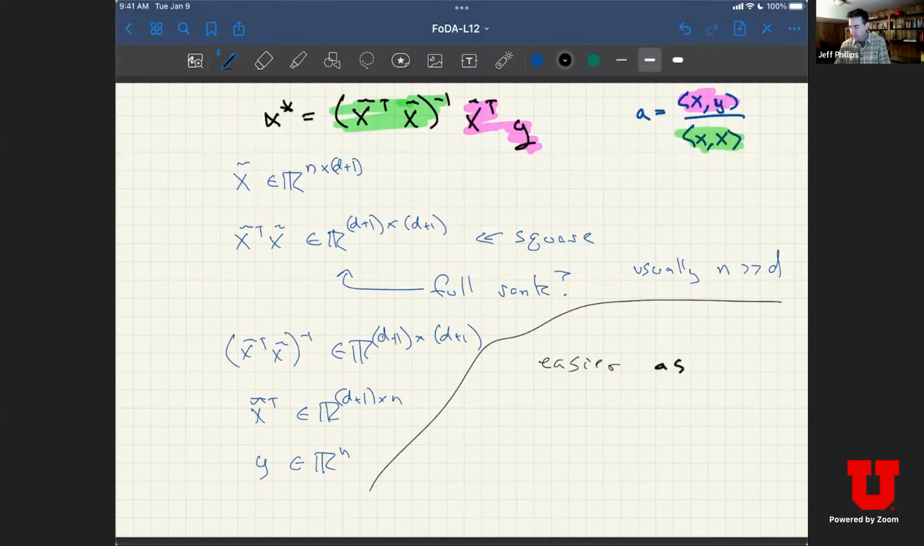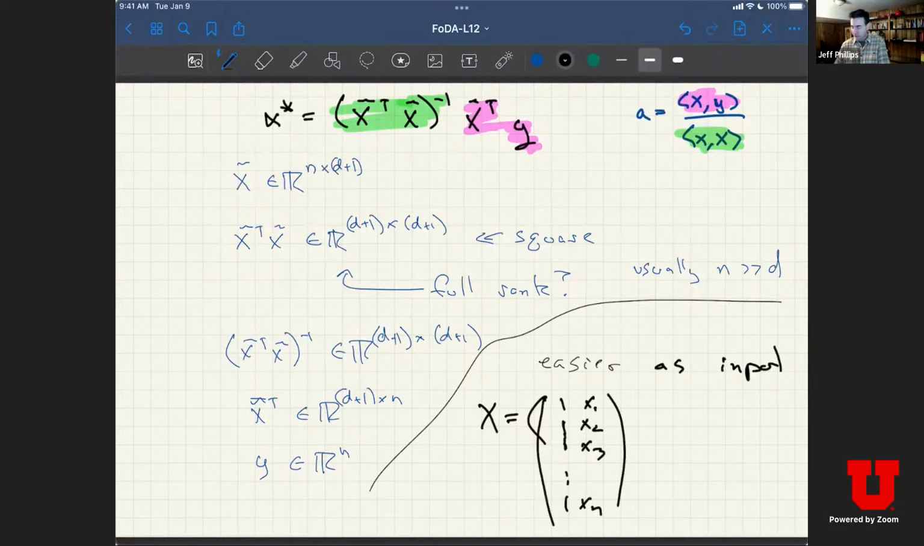Kind of as input to say that x is equal to 1x1, 1x2, 1x3 down to 1xn, right? And just treat that x as this n by d plus 1 matrix, or even we would just say this is our n by d, and then each xi is in R^(d+1).